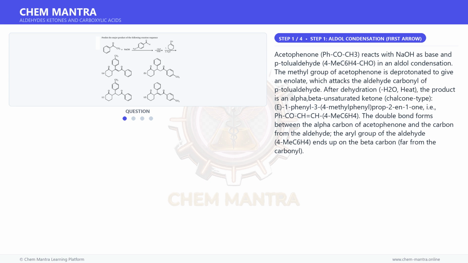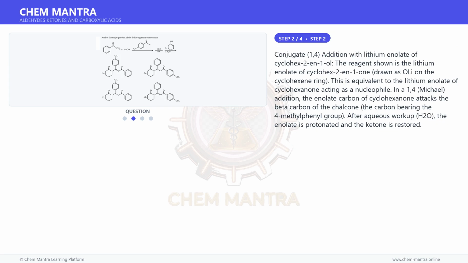CH-4-MeC6H4. The double bond forms between the alpha carbon of acetophenone and the carbon from the aldehyde. The aryl group of the aldehyde, 4-MeC6H4, ends up on the beta carbon, far from the carbonyl. Moving on to the next step.